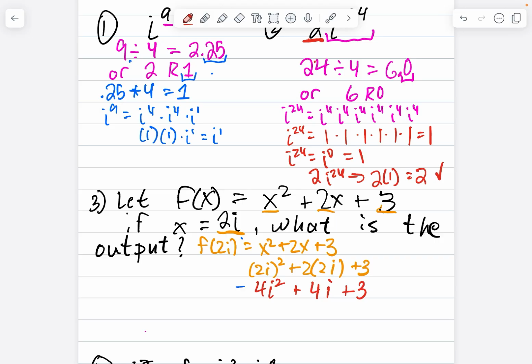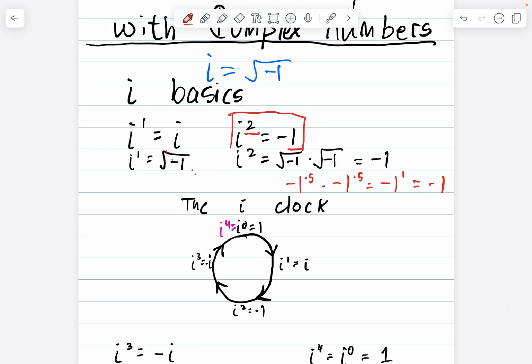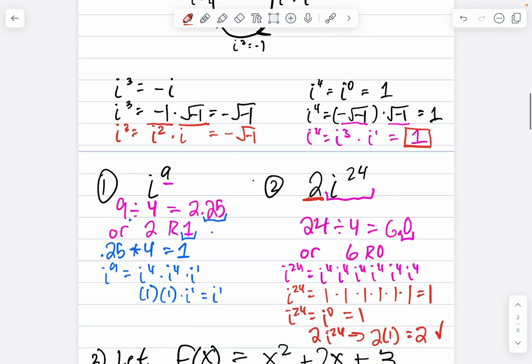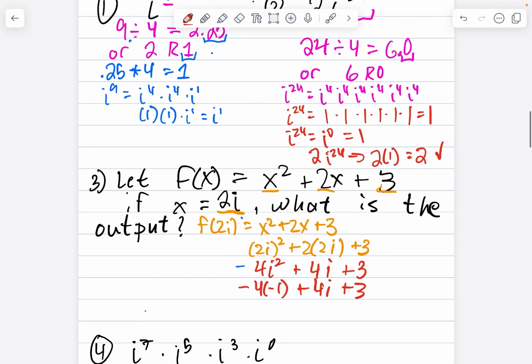All right. Again, what is i squared, right? Let's take a look back. i squared is -1. So I can write, this is actually 4 times -1, because i squared is -1, plus 4i plus 3. Now, 4 times -1 is -4. So I have -4 plus 4i plus 3, which is -1 plus 4i.